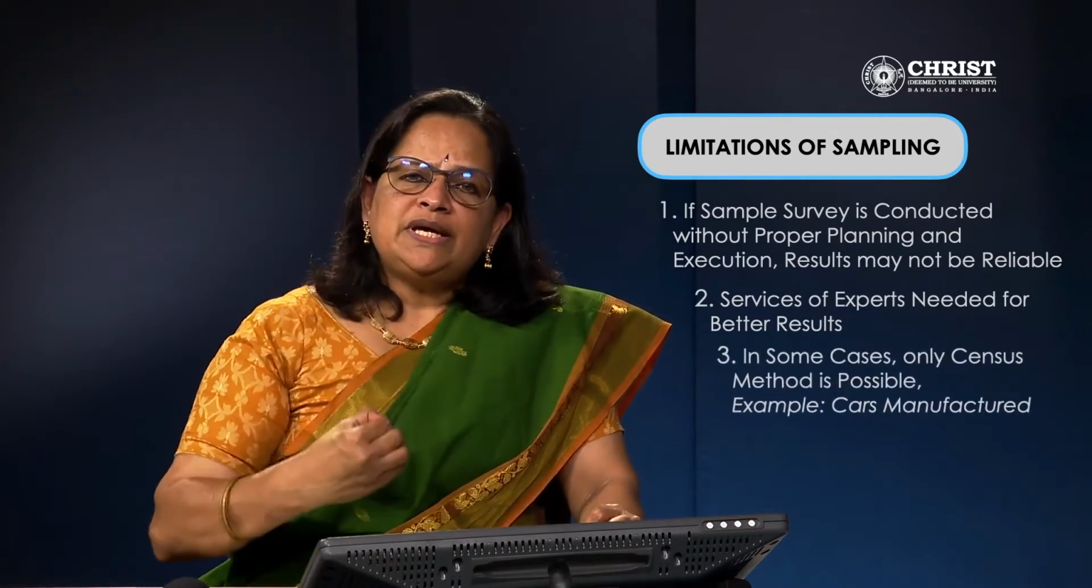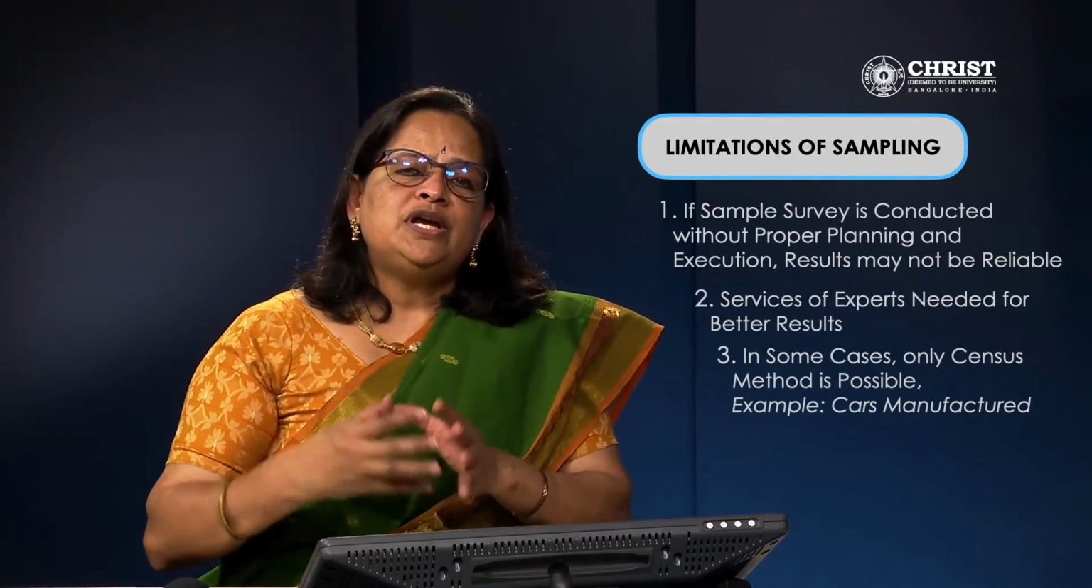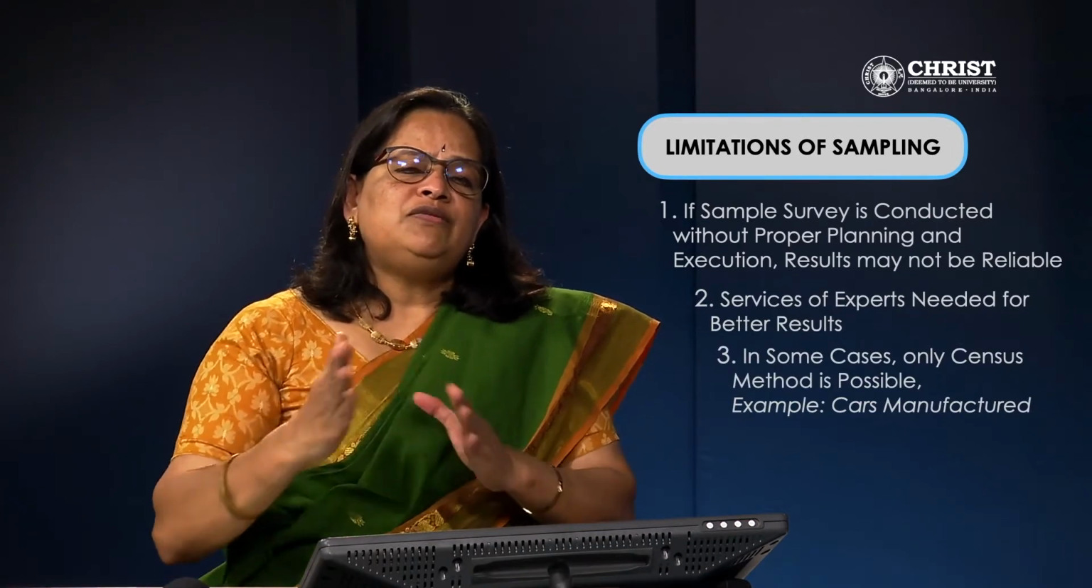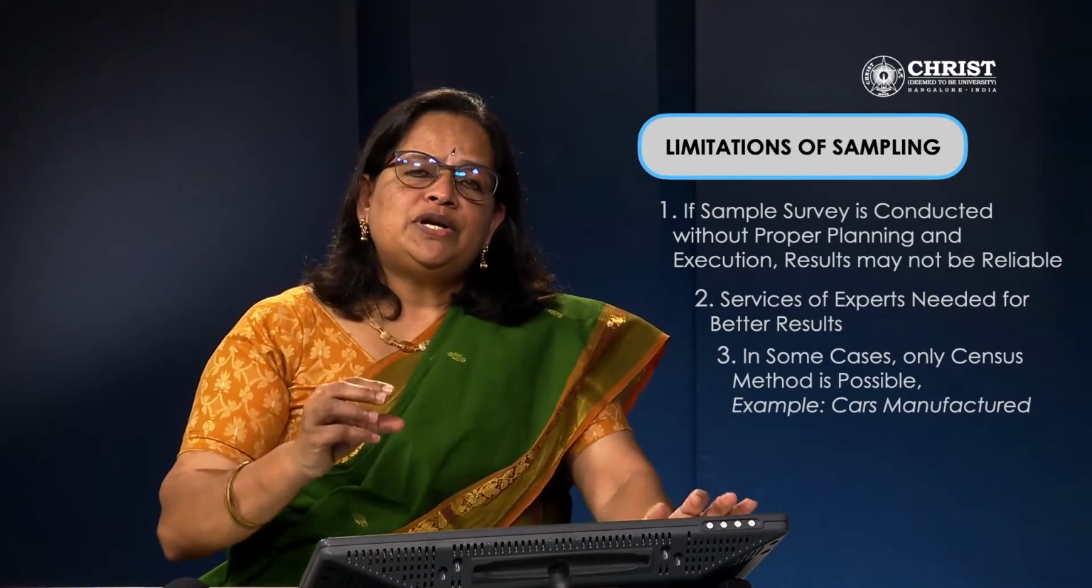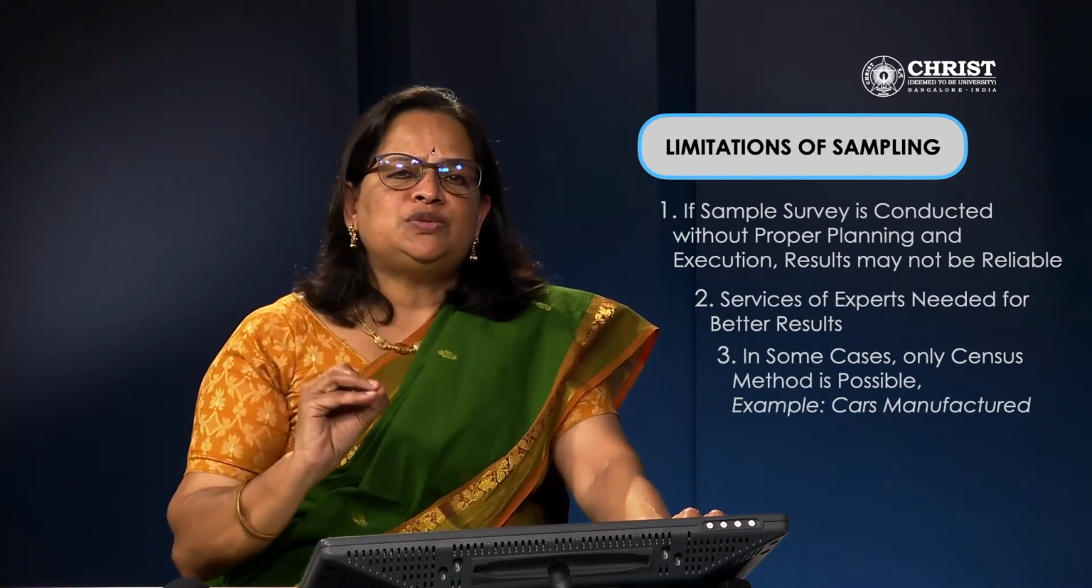Third point, in some cases, only the census method is possible. For example, the cars manufactured. The manufacturing company will check each and every car, and then only they can give it to the customer. So that's important. In some cases, the sampling method is not possible. We have to go for the census method.